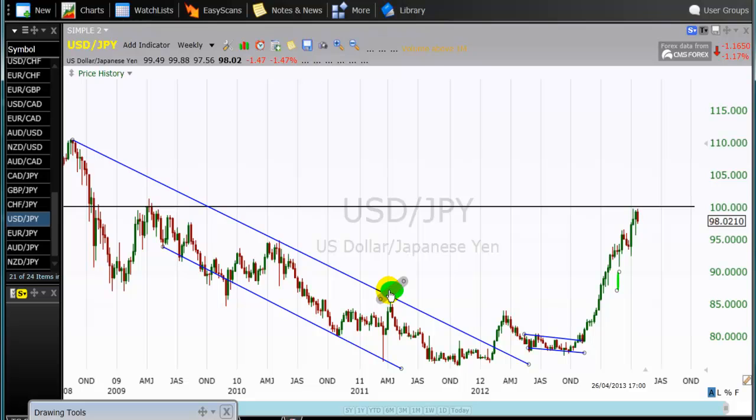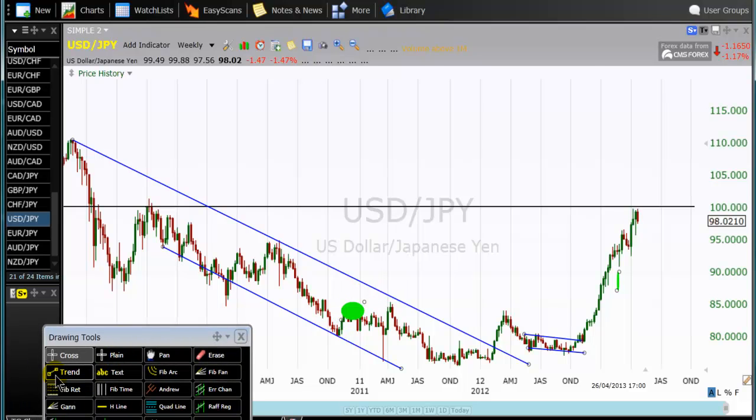But suppose we were selling here, which is near the median line of our bearish channel, it's a bit risky. The best place when we are swing trading like this is the top of the declining channel.